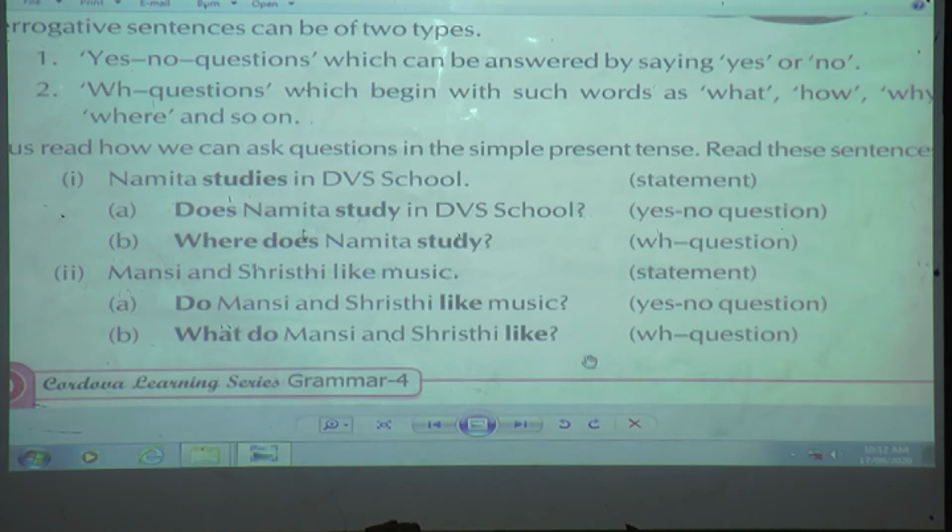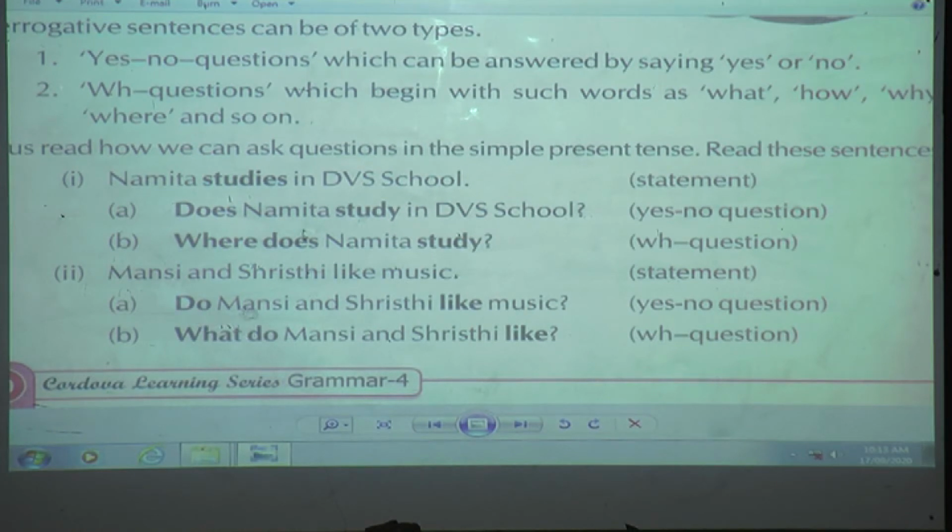And now if I want to turn it into a WH question in simple present tense, what will I do? Yes, I am going to write what do, then the subject, Mansi and Srishti like. Am I going to write music? No, this is the answer for which I have asked the question. For this statement we are making a WH question, so when we are writing the WH question, we are not going to write the answer. Got it?